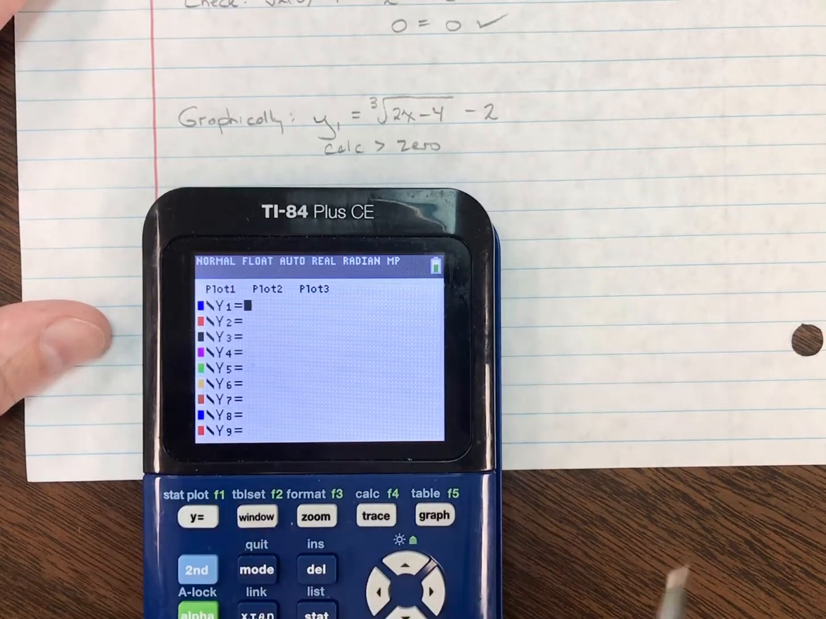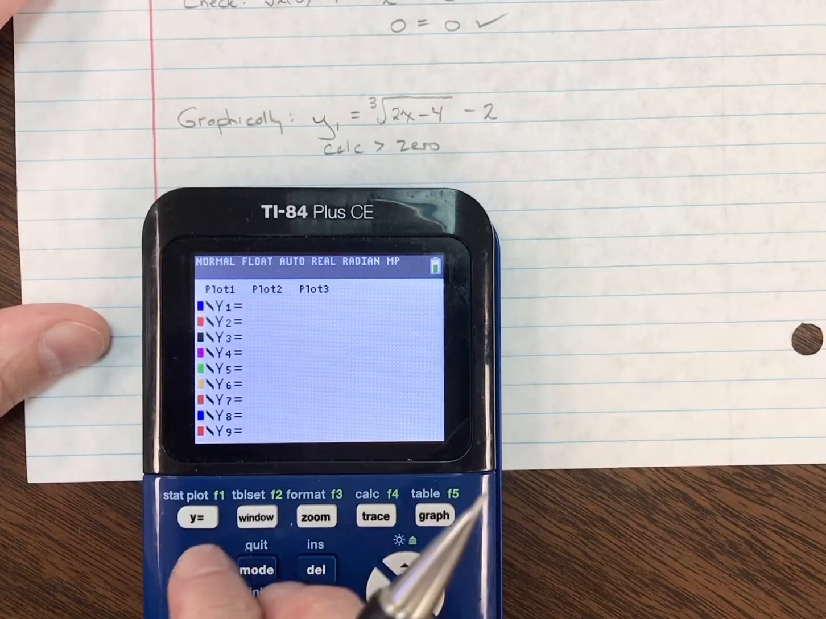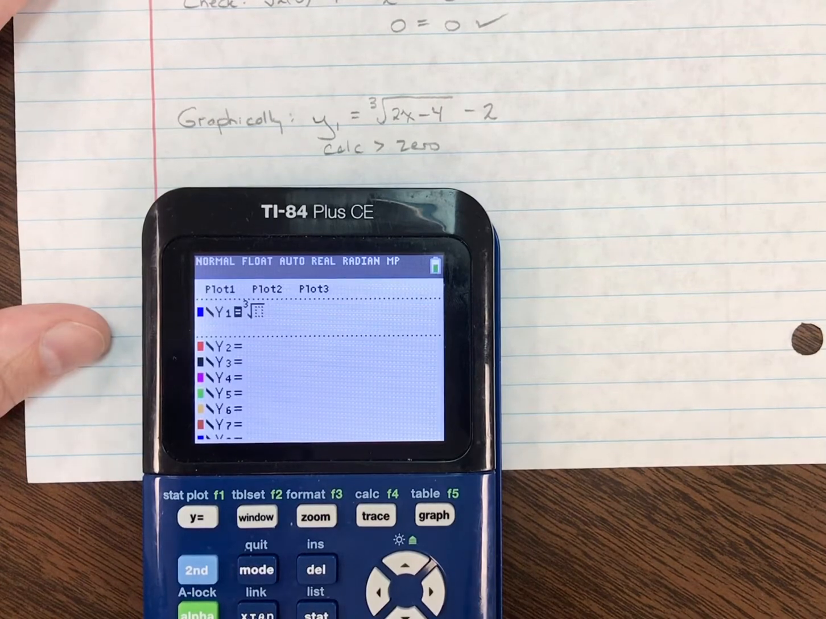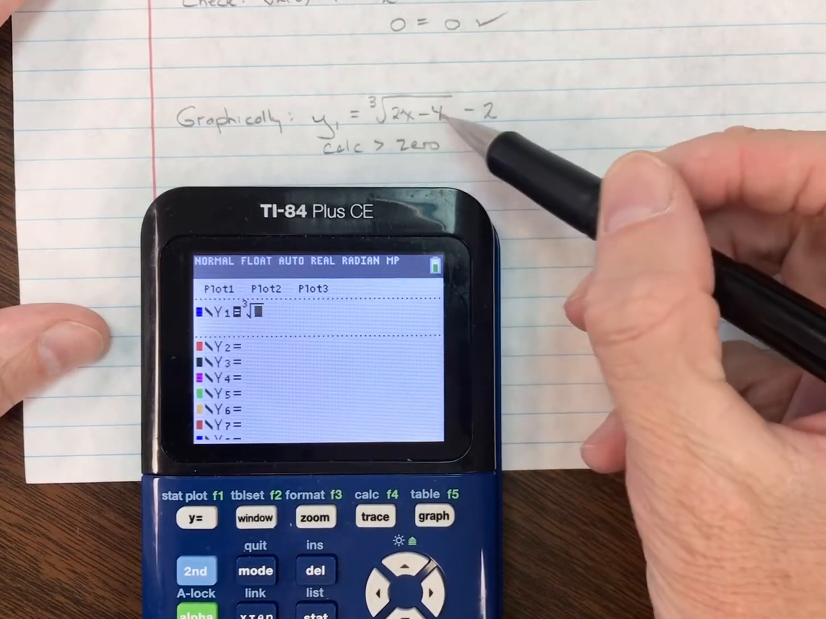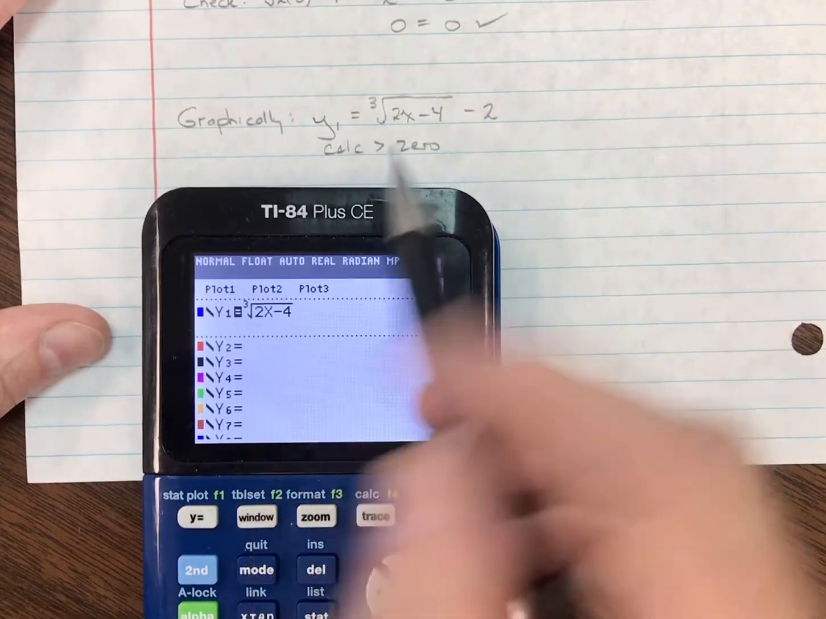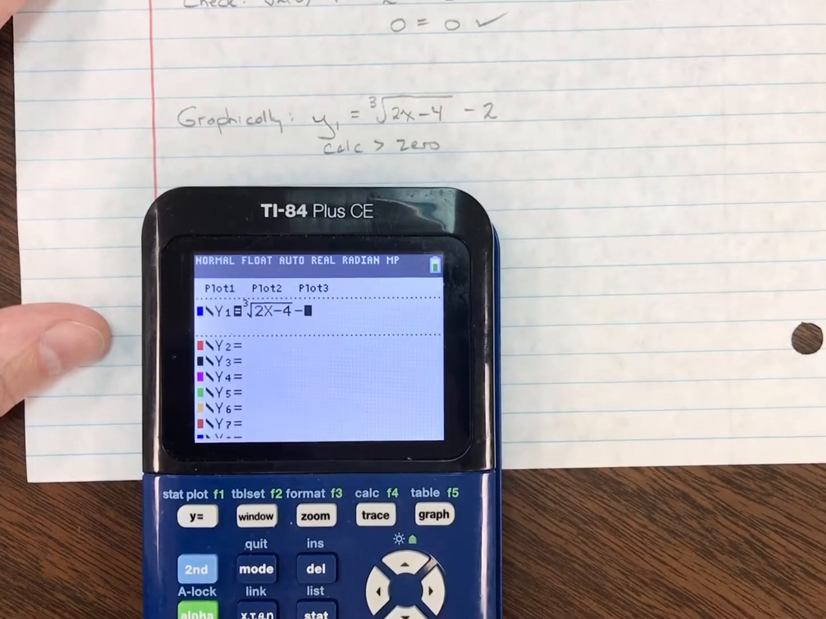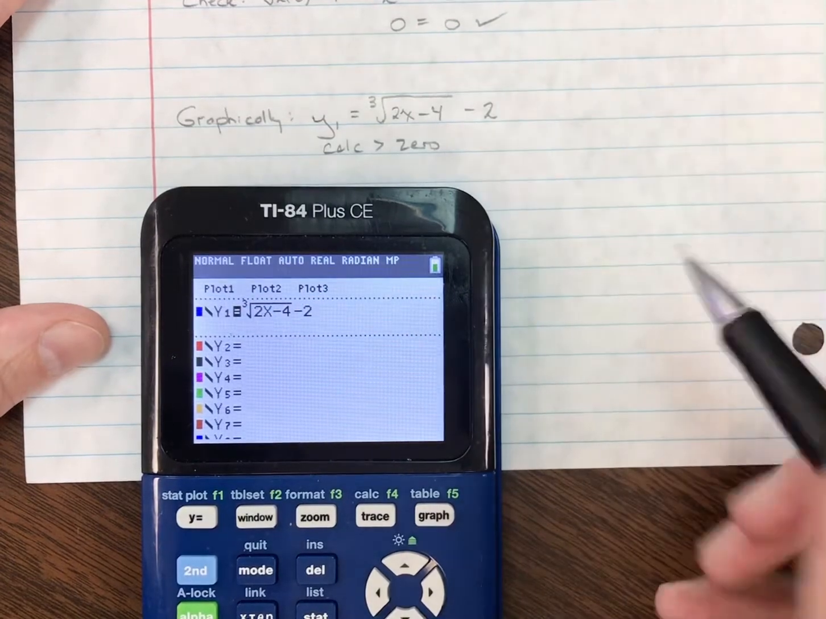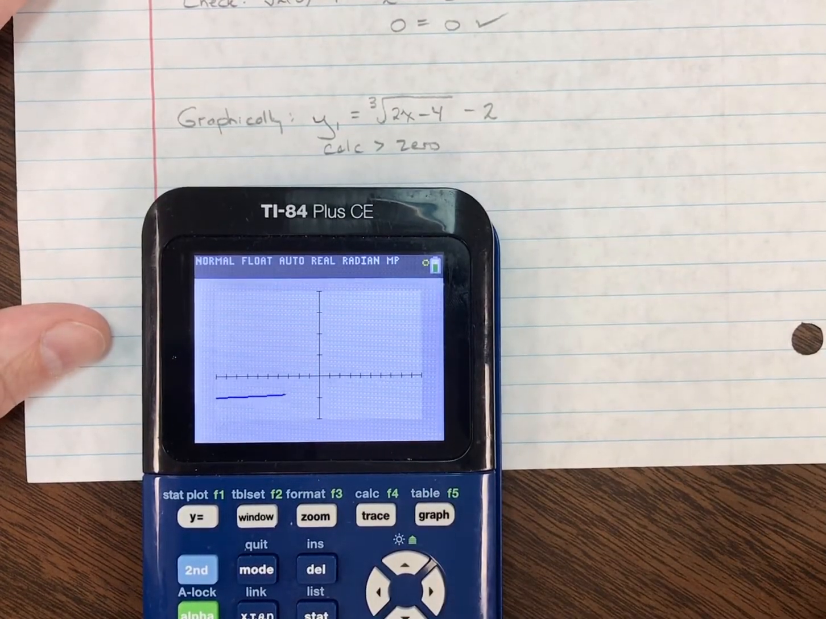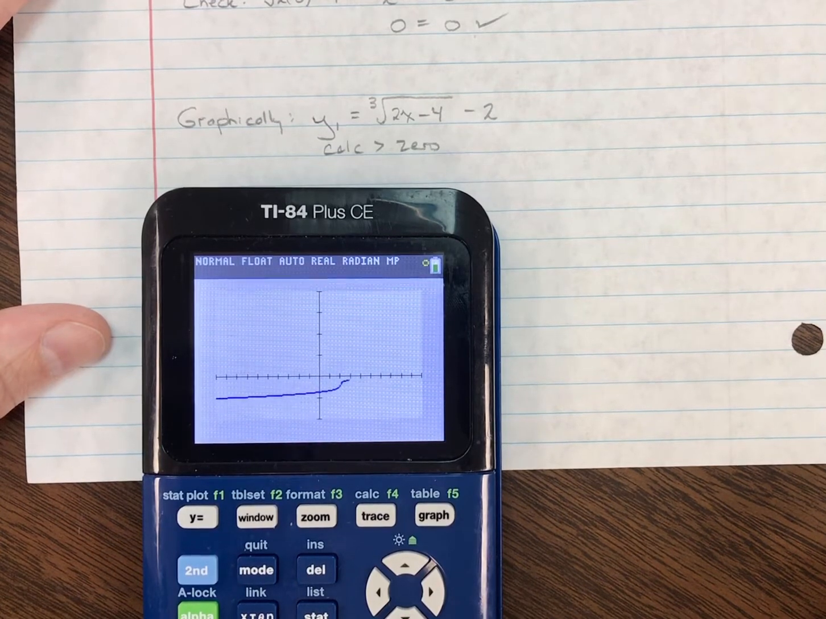Let's go to y equals. Sorry about that. Okay, y equals the cube root. I was in the wrong place. Under the radical, I have 2x minus 4. Come outside of the radical to subtract 2. Again, because it's already set equal to 0, I'm going to graph that.